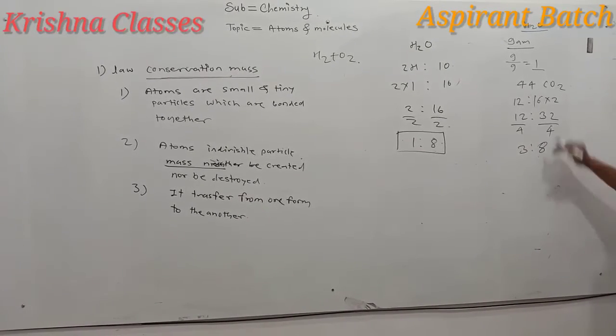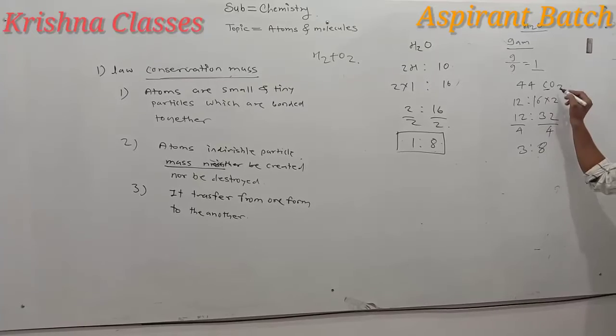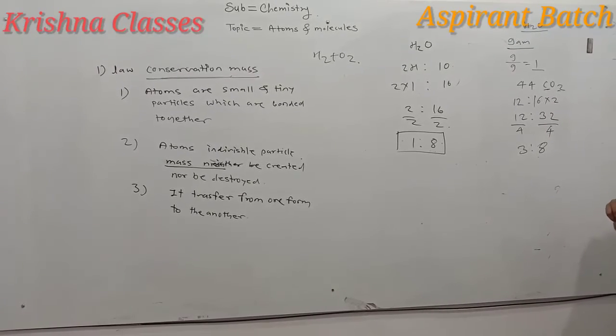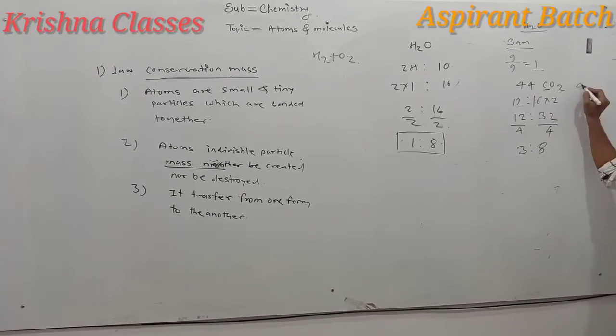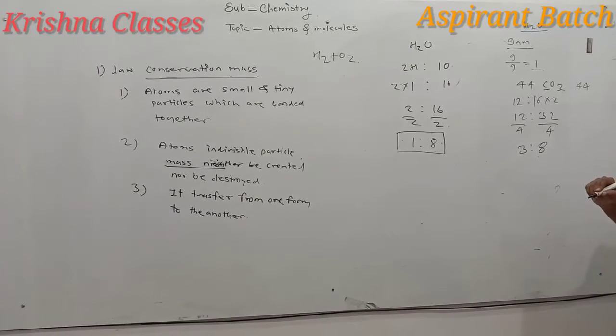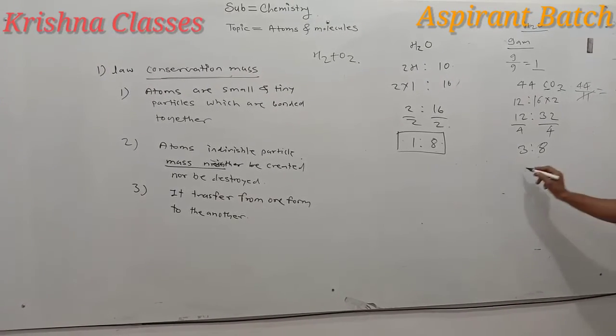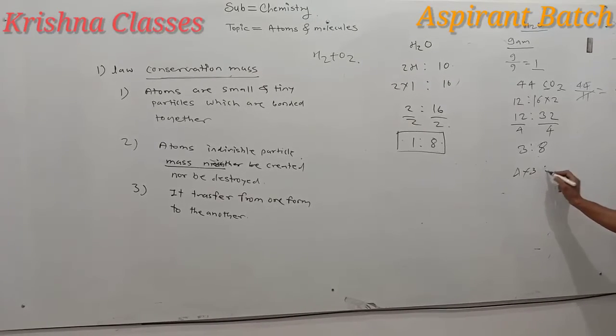Then we have to find out the amount of carbon and the amount of oxygen in the given compound. Here there are 44 grams of carbon dioxide. The ratio is 3 is to 8, so the sum is 11. 44 divided by 11 is equal to 4. Then 4 into 3 is to 8 into 4.